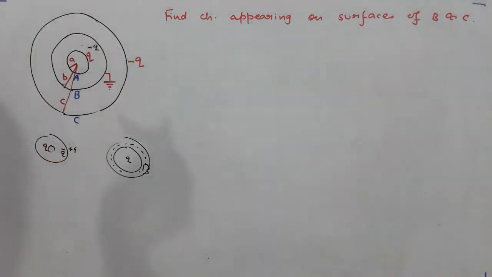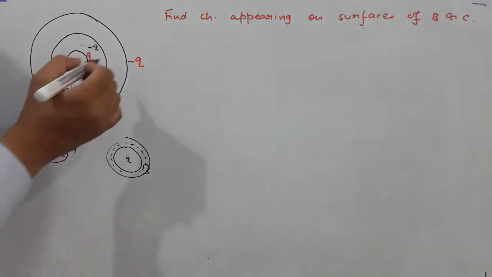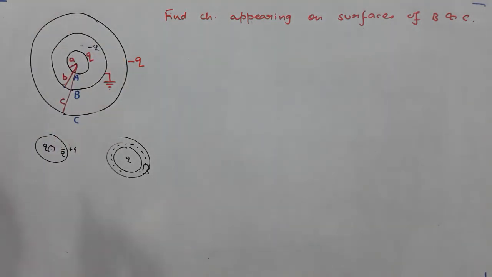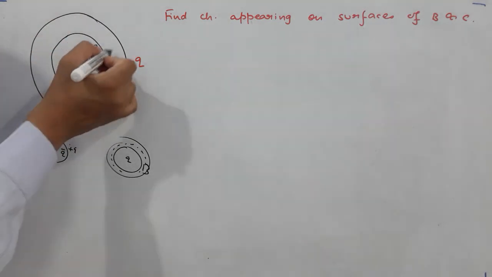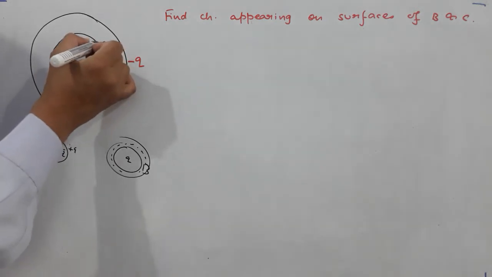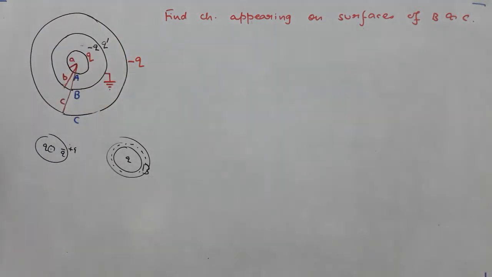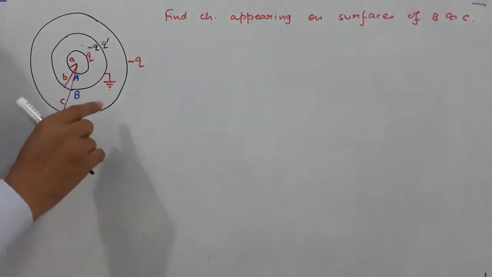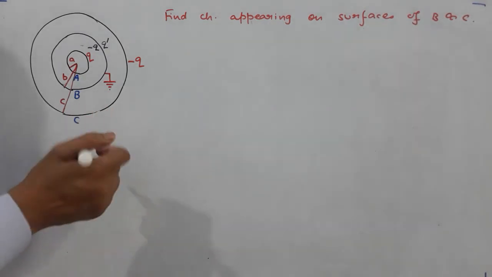Same analogy we have to apply for this cell. But before that, for the outer surface we don't know what is the charge. It may not be plus Q in this case because there are three cells. So we will assume it to be Q dash. And then you see the similar analogy for cell C.